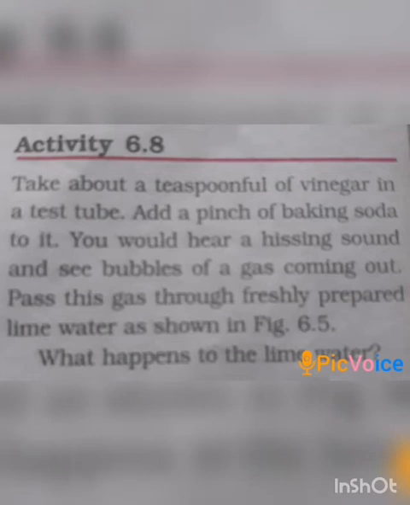And add a pinch of baking soda to it. What is baking soda children? This also we have studied in this same chapter. The baking soda is a basic substance. What's the chemical name of baking soda children? Sodium hydrogen carbonate or sodium bicarbonate. Okay. What will happen by adding these two? What are the two reagents we have taken children? Vinegar and baking soda.